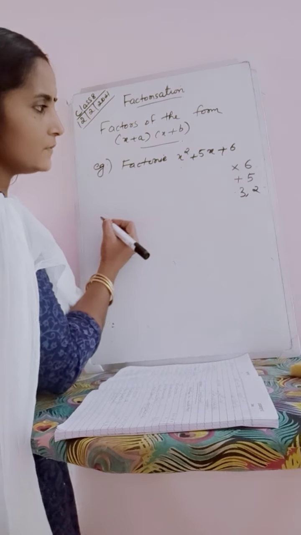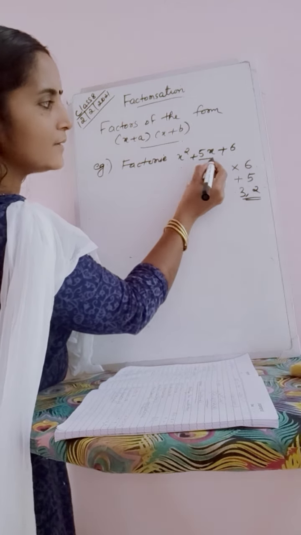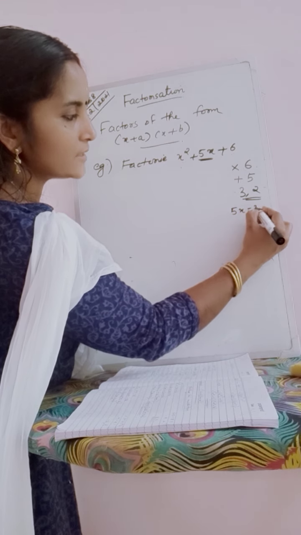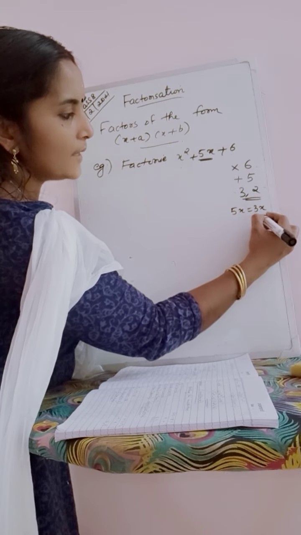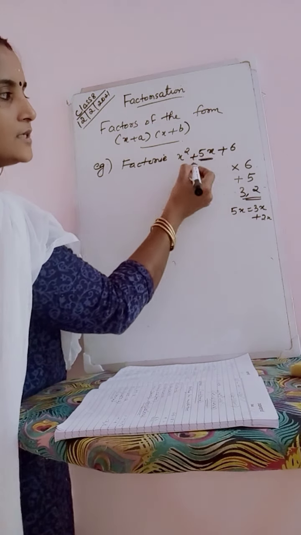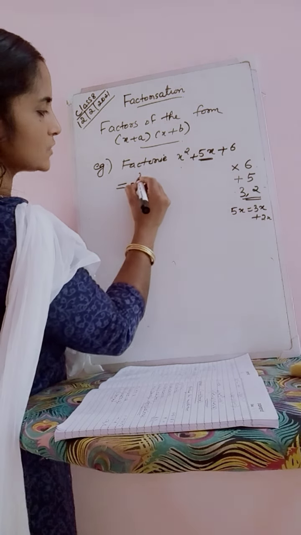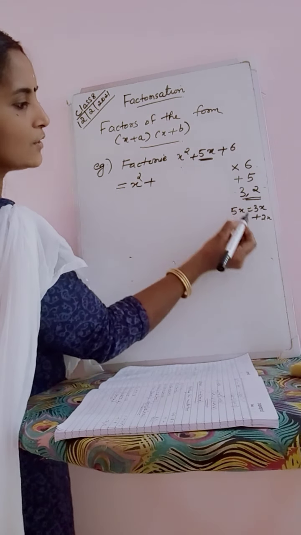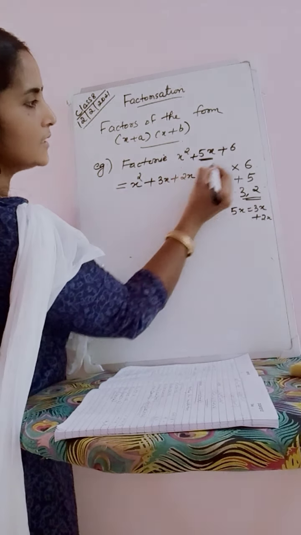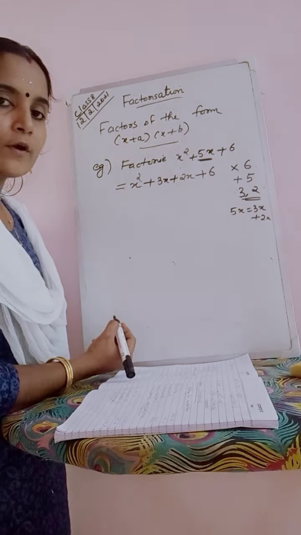So, using these two numbers, you split the middle term 5x. That is, instead of 5x, you write 3x plus 2x. No other change in the first and the last term. So we write x square plus, instead of 5x, what do you write? 3x plus 2x. Then you write the last term. Thus, we get 4 terms.